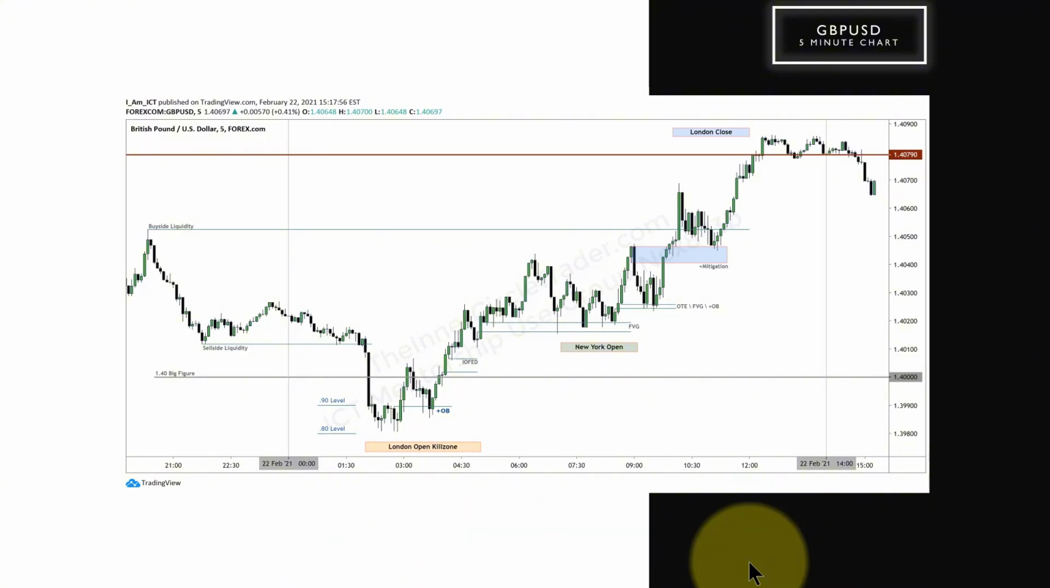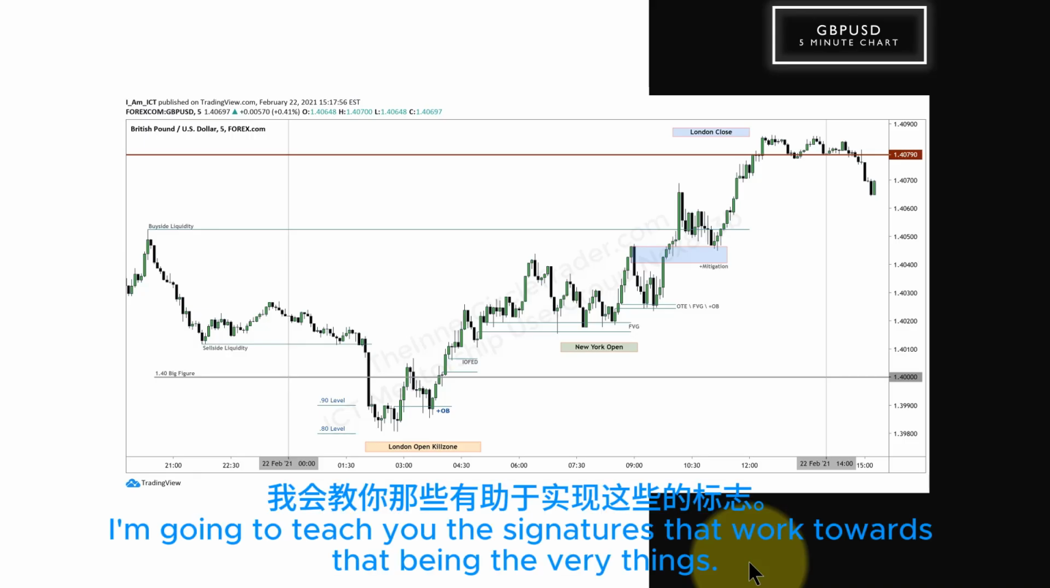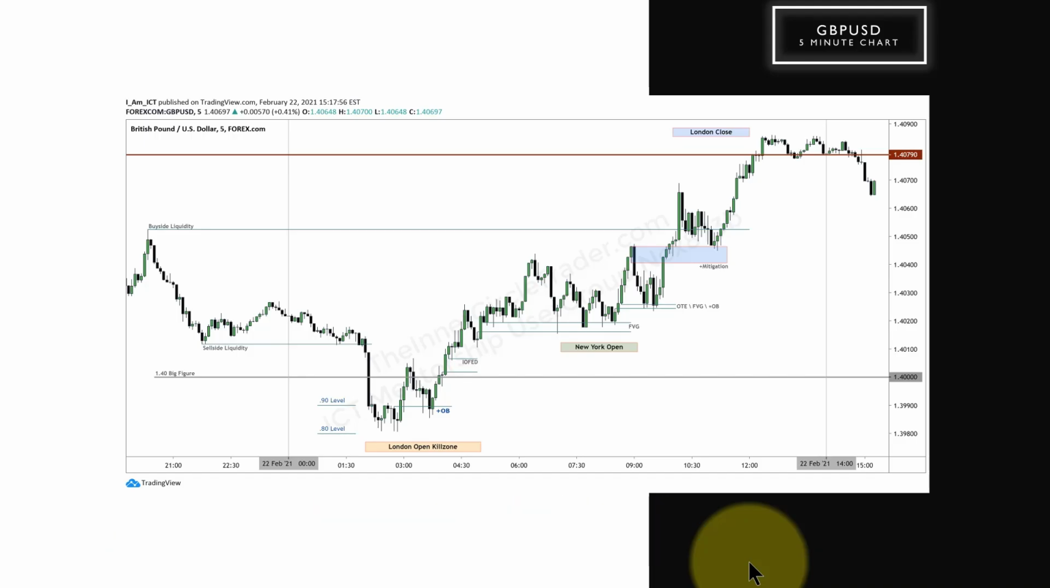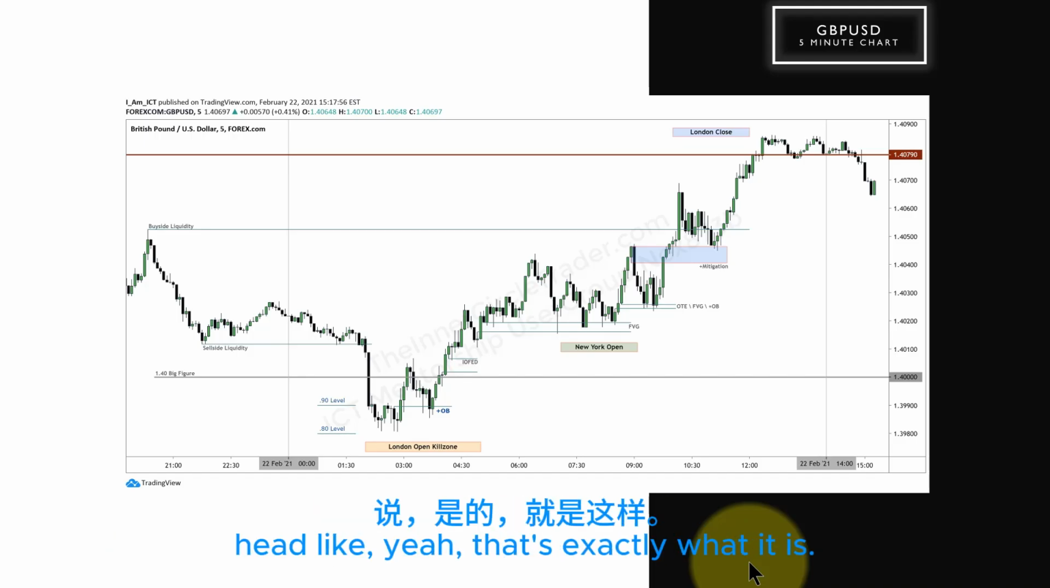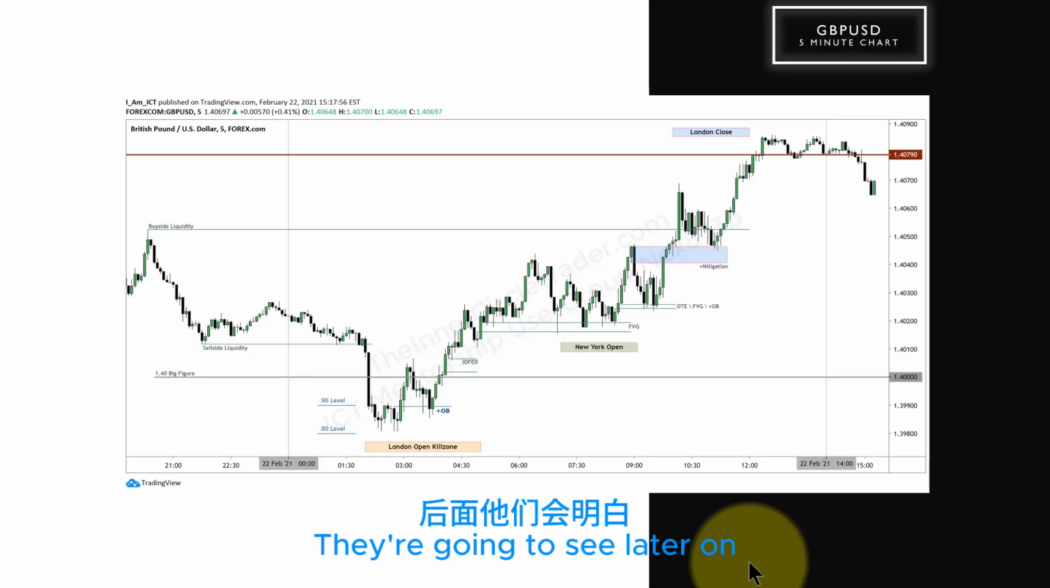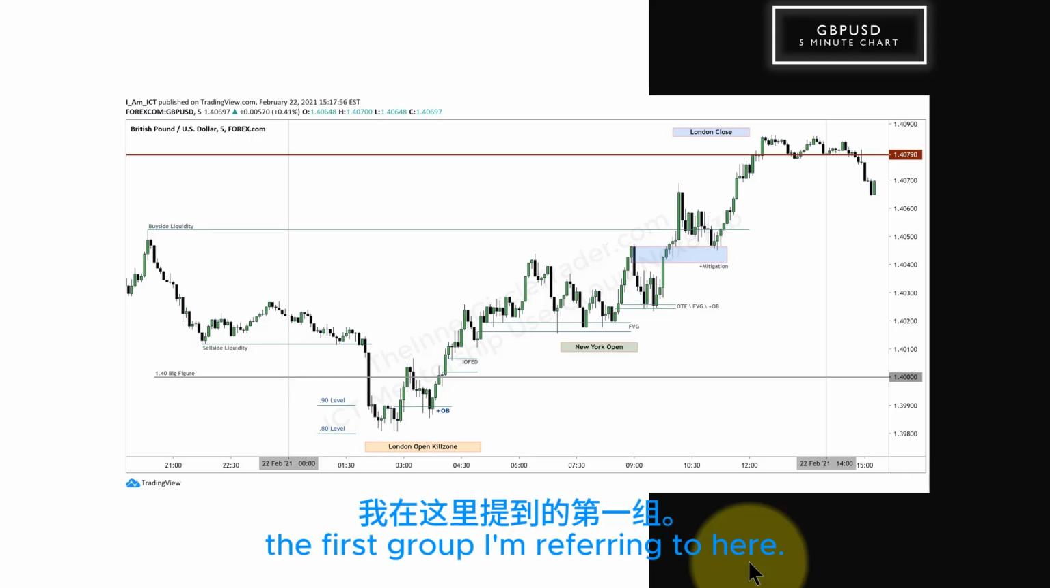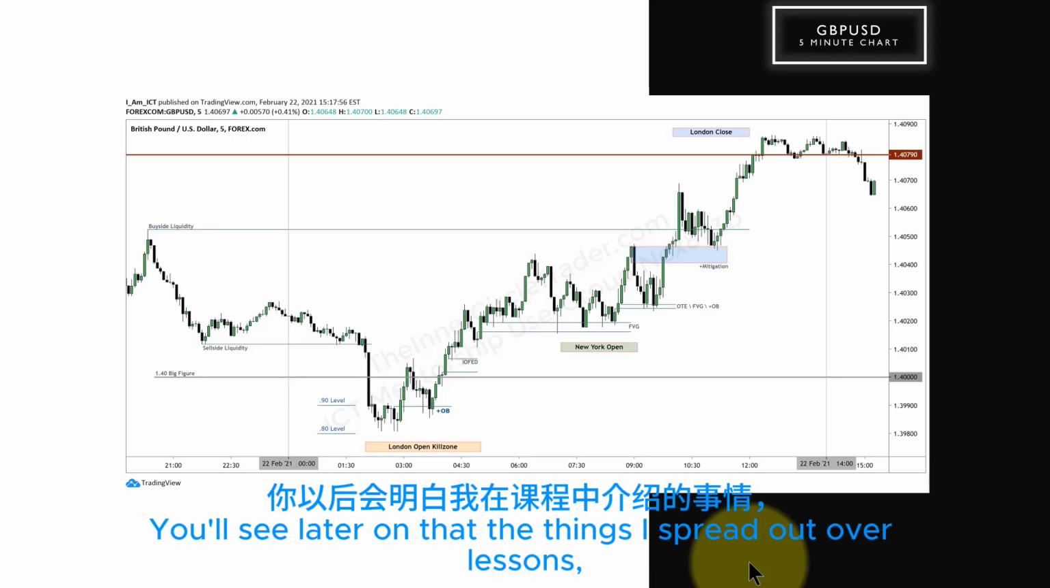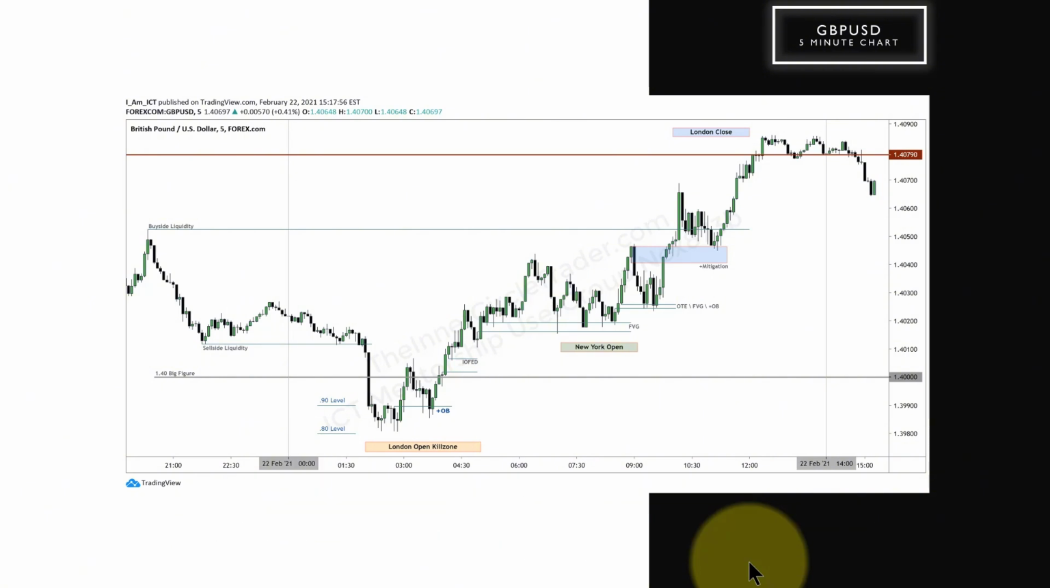And that's going to sound like, oh, of course, anybody can do that, ICT. No, I'm going to teach you the signatures that work towards those being the very things. And the people that have gone through the later lessons, they're going to be nodding their head like, yeah, that's exactly what it is. You'll see later on that the things I spread out over lessons, I'm going to just jam you with in month 2.